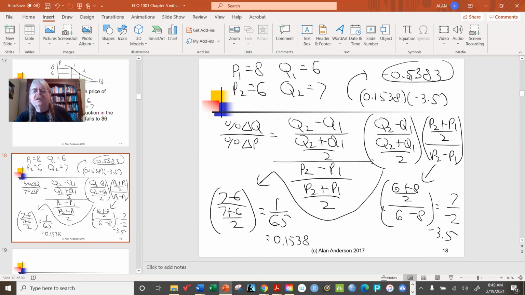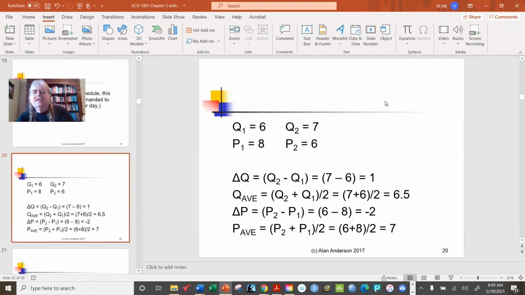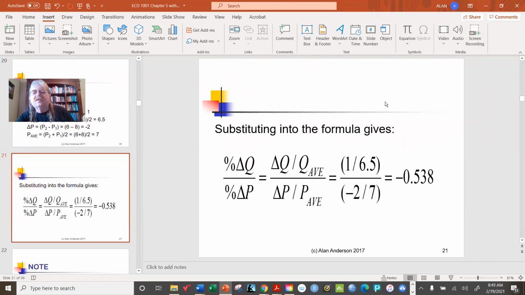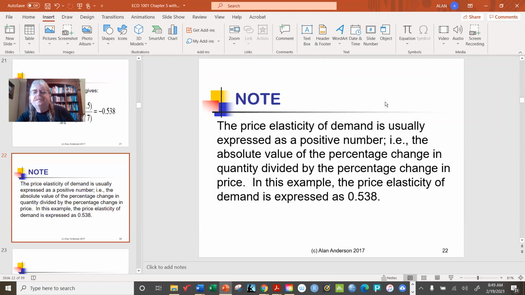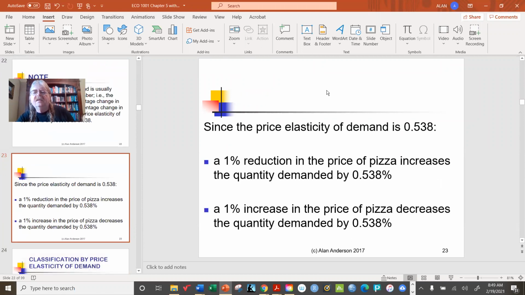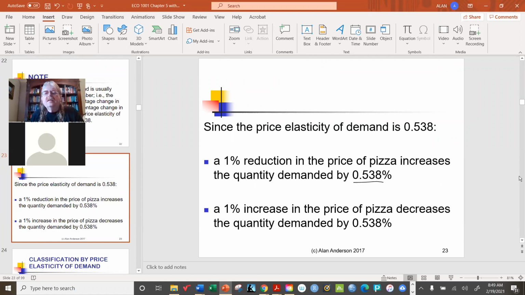So now let's take a look and see. Now, these are all the calculations. I've done them again, of course. 0.538, what does that mean? Well, first of all, how do we interpret this? For each 1% reduction in the price of the pizza, the quantity demanded will go up 0.538%.